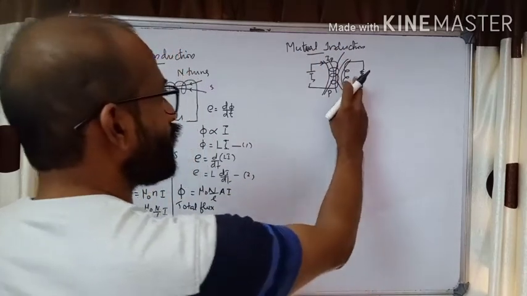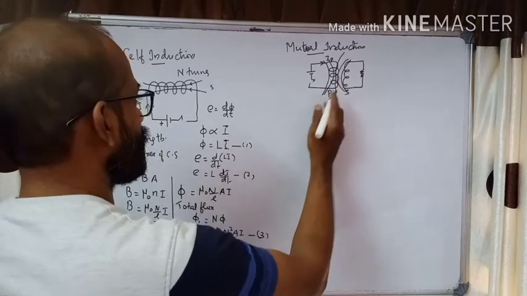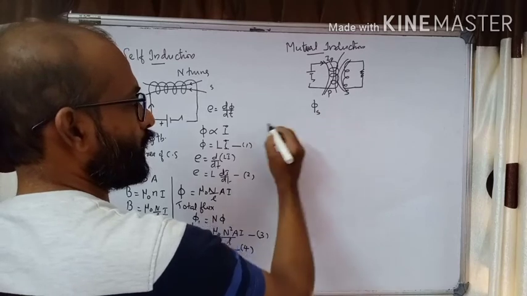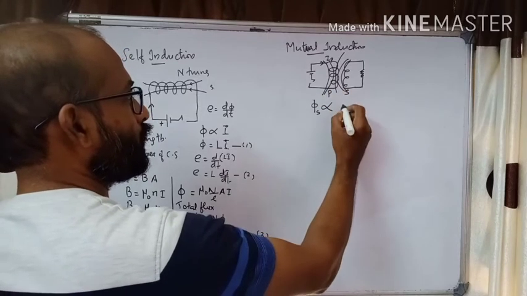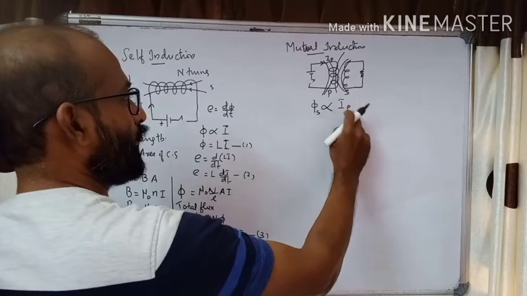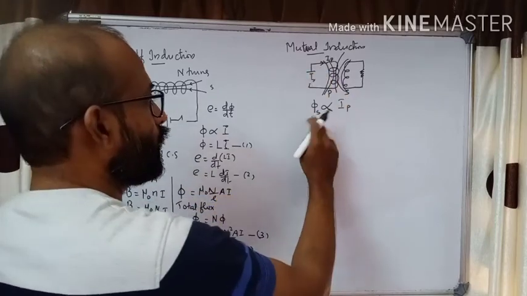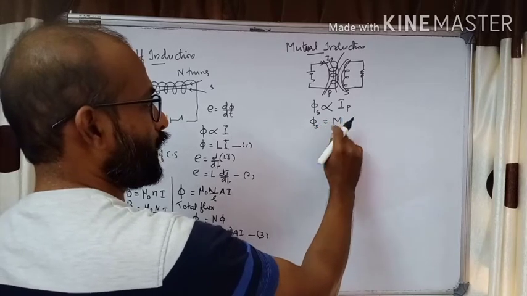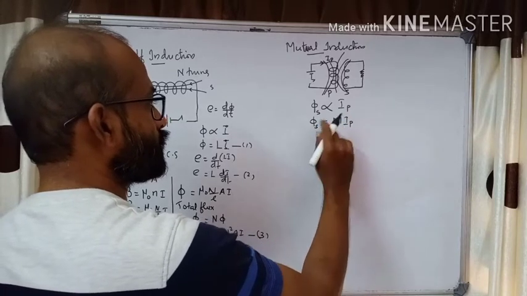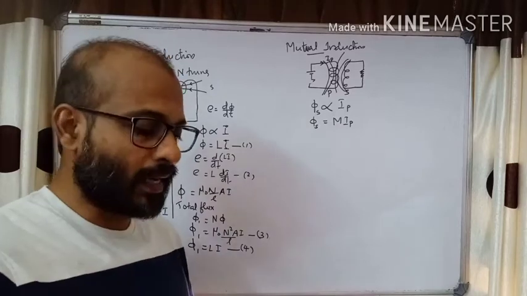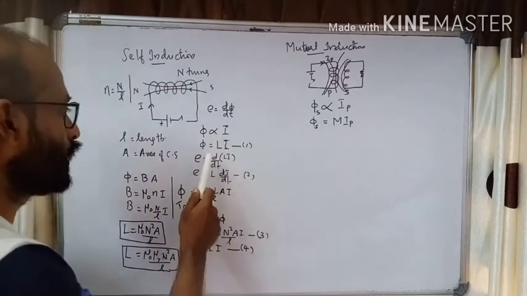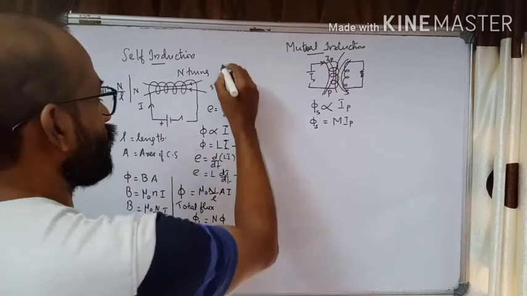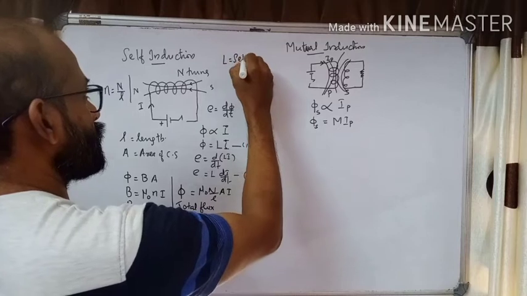The flux linked to the secondary, I write phi S, is proportional to the current flowing in the primary. IP is the current in the primary. Now we can write phi S is equal to a constant, I just substitute M, into IP. What is M? M is called the coefficient of mutual inductance. Here L is called the coefficient of self-inductance, or self-induction, or self-inductance.